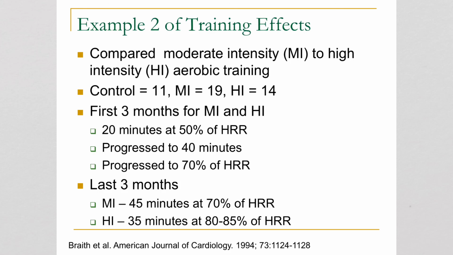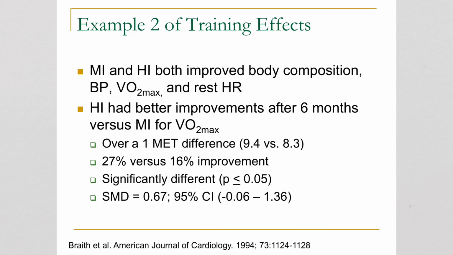Another example, this is high intensity versus moderate intensity, and benefits of moderate intensity activity for sure. There's also benefits to higher intensity activity. So there's a little bit smaller groups. There's control, moderate, and high. The first 3 months, they all did the same. The last 3 months, you see the high intensity went up to about 85%. What do we see? Well, both groups made improvements.